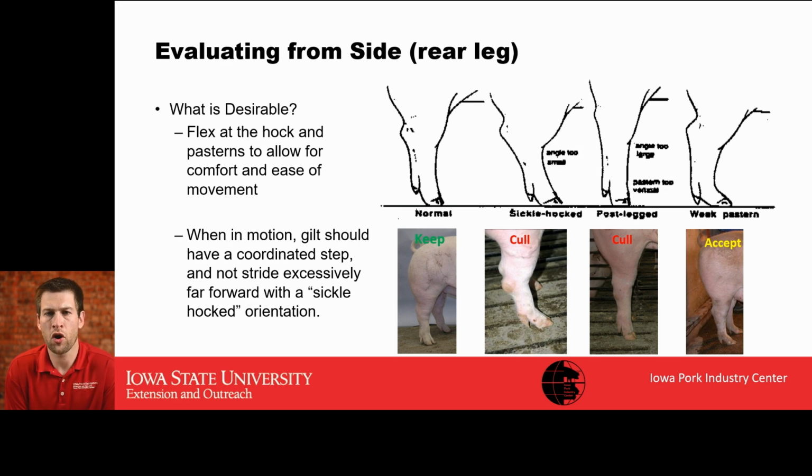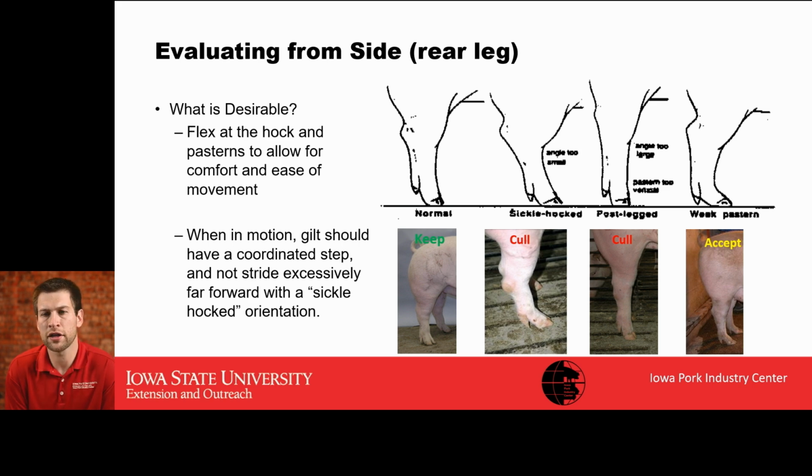We look at a couple of the cull candidates shown here in the middle. Again, as we've talked about, sickle-hocked animals, ones that carry their legs just a little bit further underneath them. Those ones are going to, again, make it more challenging to get up and down for that sow, and also maybe predisposed to a few more just joint lesions, as you can see there, the calluses on that one's hock.